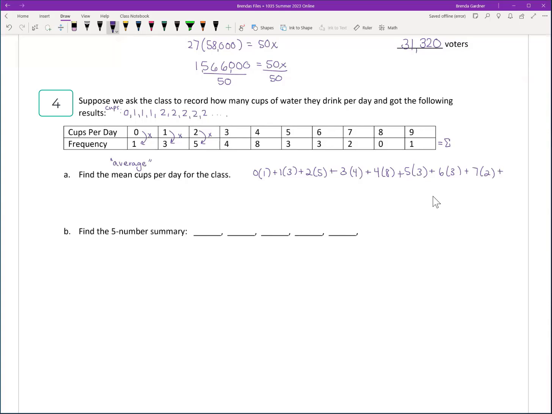8 times 0. By the way, you wouldn't even have to do that if you're going to use the 0 because it will, of course, equal 0. And when you add 0 to anything, you get the same thing. And then I'm going to add up my frequency, 1 plus 3 plus 5 plus 4 plus 8 plus 3 plus 3 plus 2 plus 0 plus 1. And I get 30 people. So there were 30 people in the class. And for the sake of time, I will put the answer in the key, but that's how you would find it. To find the 5-number summary.